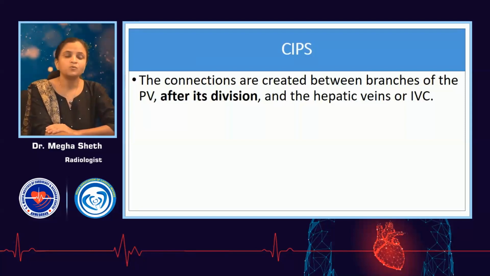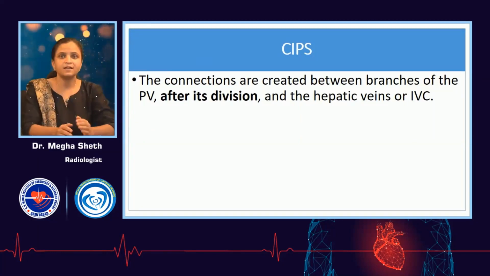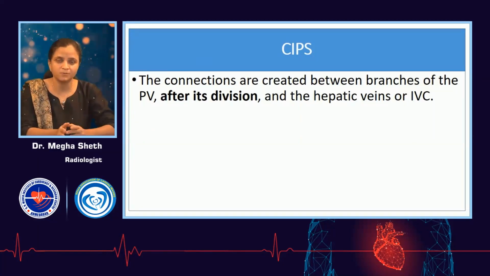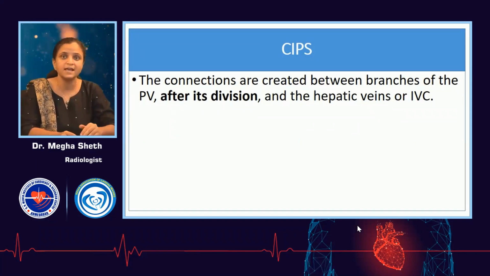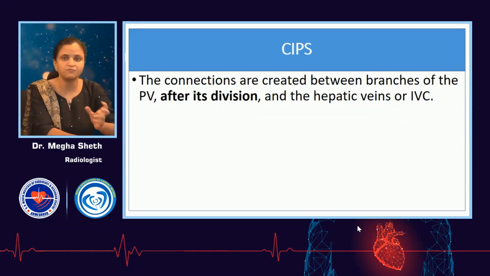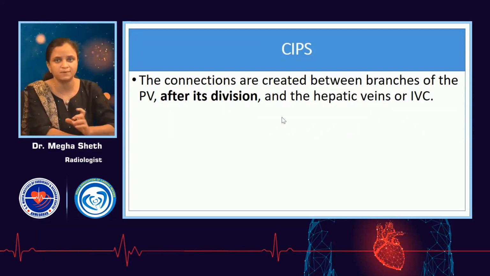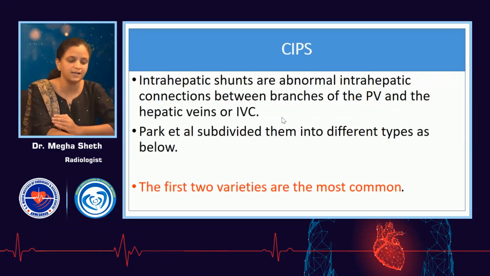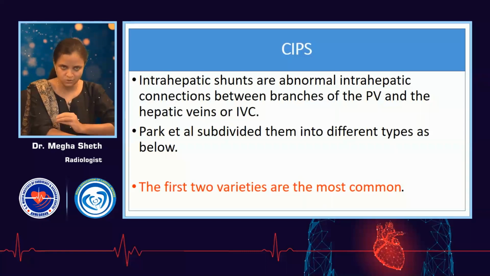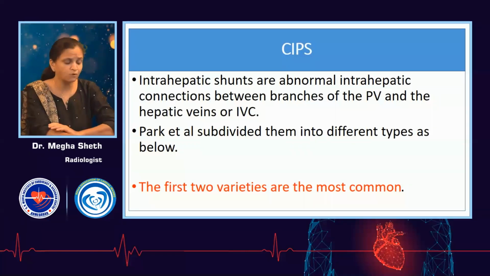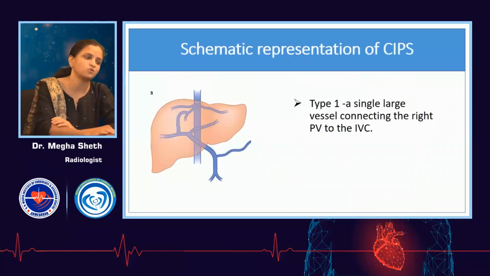Okay, now we come to intrahepatic portosystemic shunts. What happens is, there is communication between the right and left portal venous branches and/or hepatic veins or IVC after the division of the portal vein. This distinction, before and after the division of the portal vein, is very important in order to demarcate the extrahepatic and intrahepatic portosystemic shunts. Okay, now Park et al. divided the intrahepatic portosystemic shunts into 5 types. I'll show you. Out of these, the first 2 varieties are the most common.